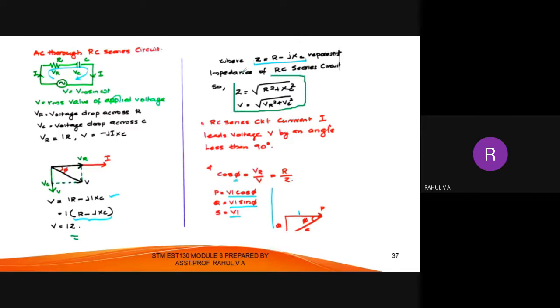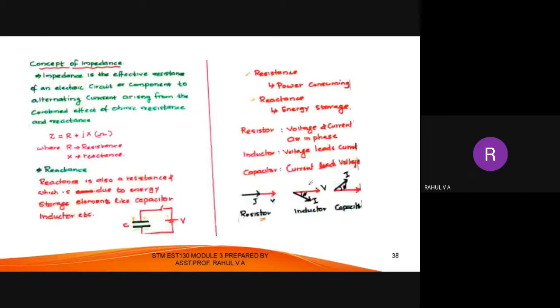Okay, so in this case I can say that when we are using only a capacitor, the current is leading the voltage exactly by 90 degrees, but in this case the current phasor will be between 0 and 90 degrees. Okay, so that's about the second derivation.